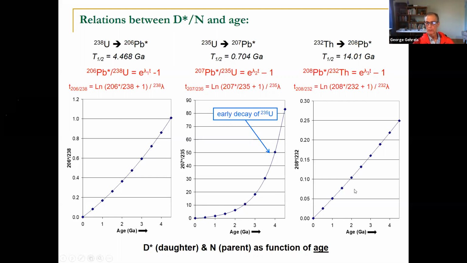And then, like we said, the thorium-lead decay system is just about linear. Even for a 4.5 billion year old zircon, you still don't have very much 208 relative to 232, because the half-life is so long. So I hope that's good for everybody. Kind of the basics of how the systems work.